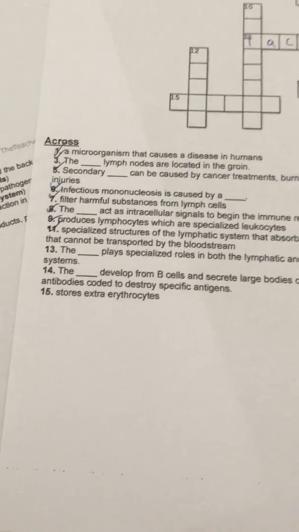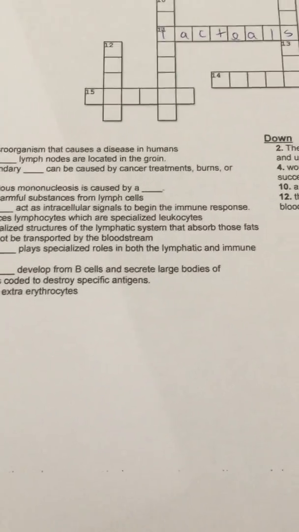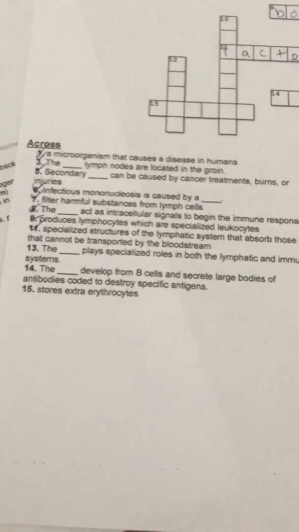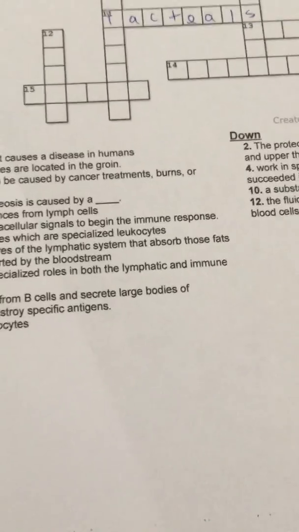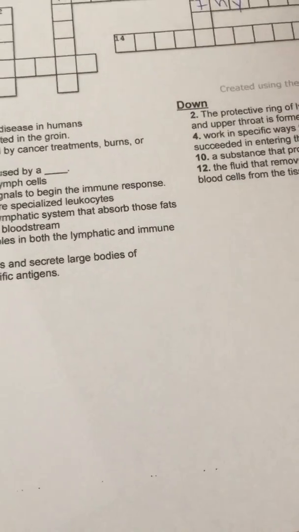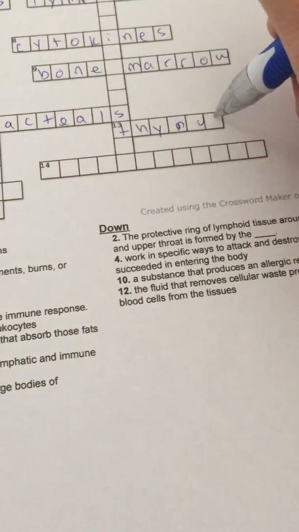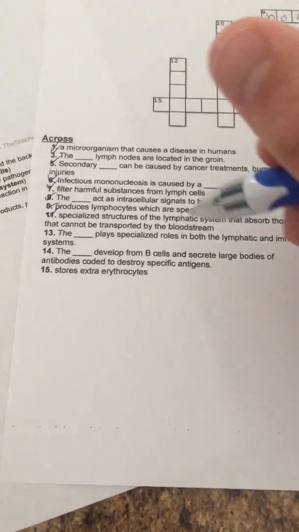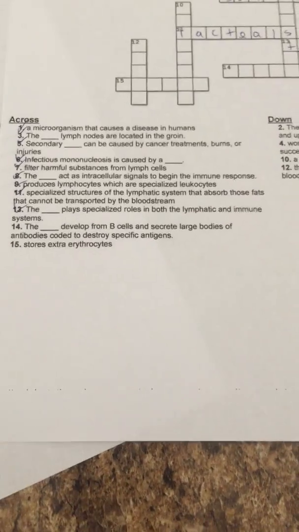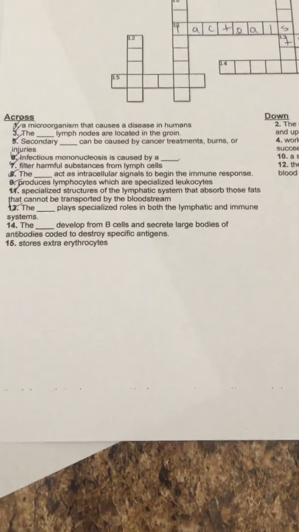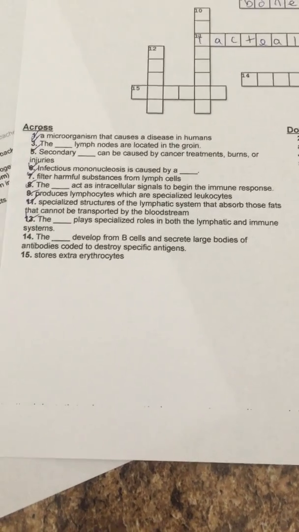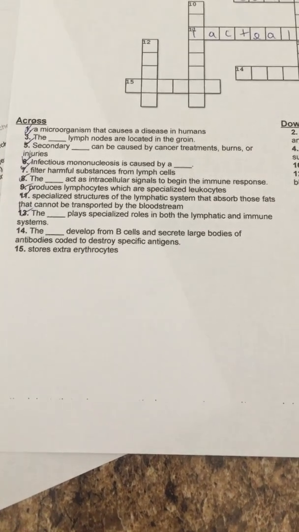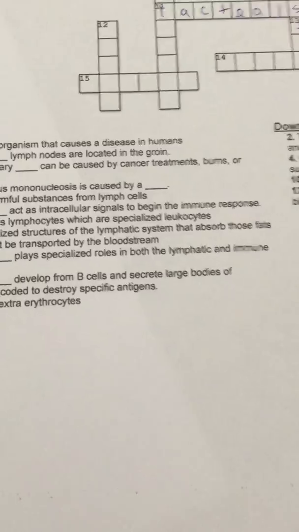Okay. Number 13. The blank plays specialized roles in both the lymphatic and immune system. The answer to that would be thymus. So we have 2 more across left. Number 14. The blank develop from B cells and secrete large bodies of antibodies coded to destroy specific antigens. So 14 across would be plasma cells.